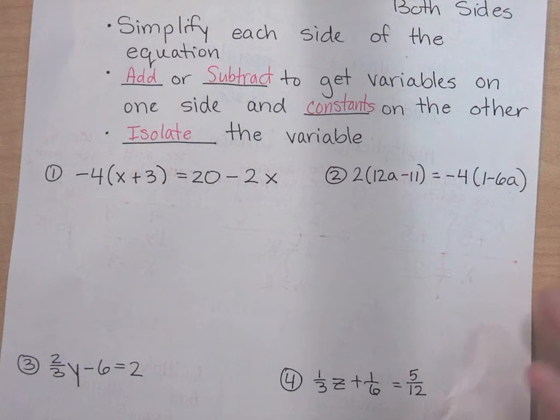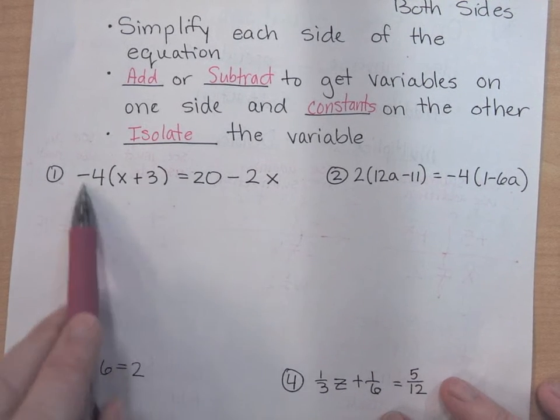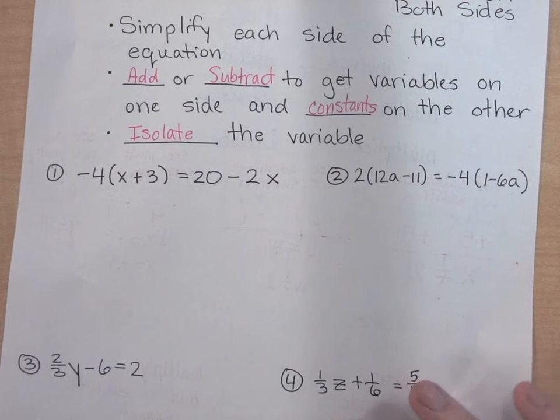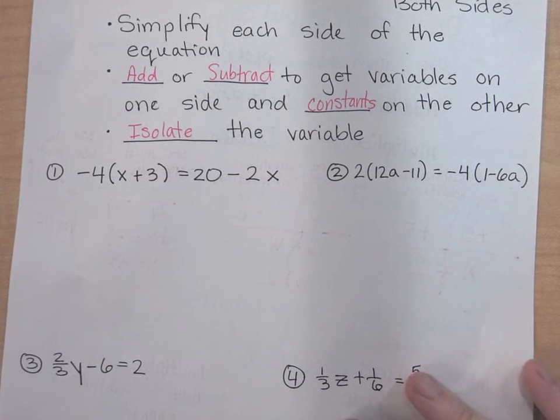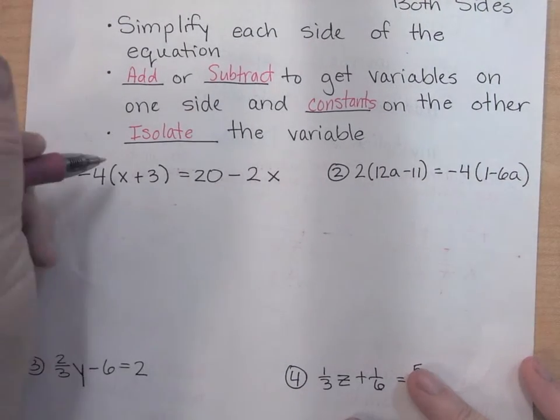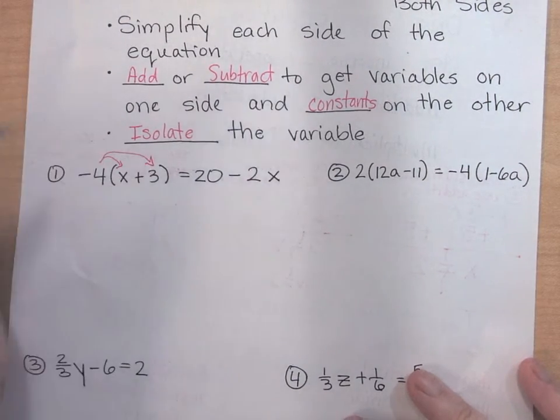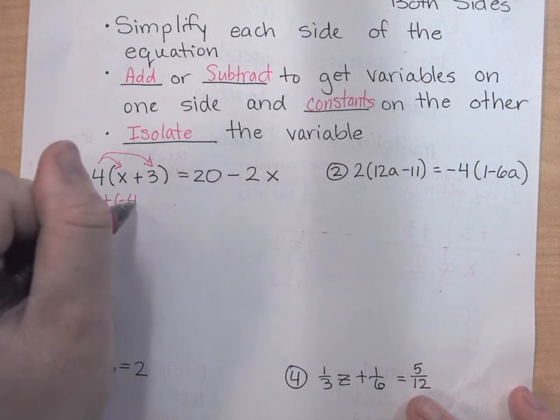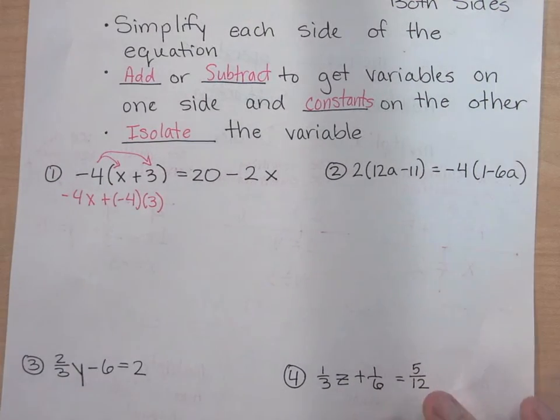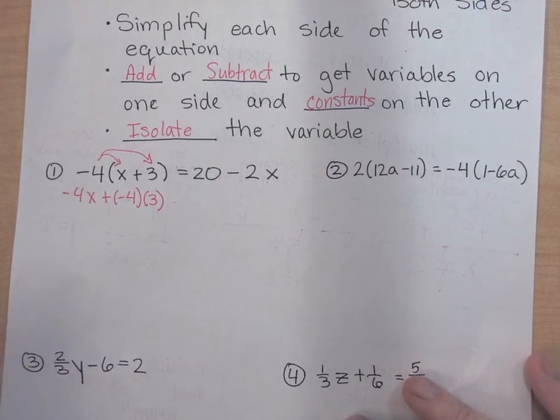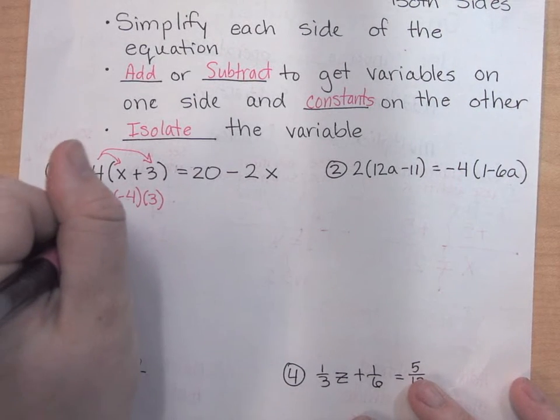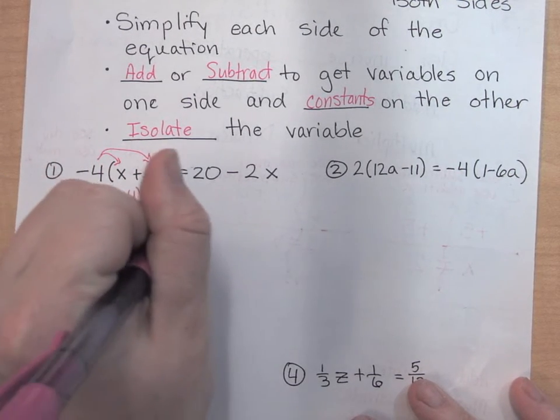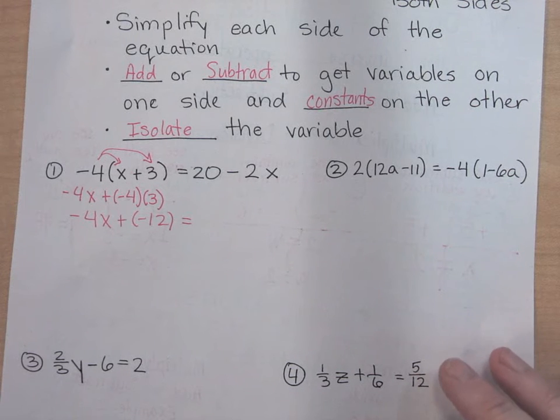quickly. So when we look at the first one, -4 times the quantity x plus 3 is equal to 20 minus 2x. So can I simplify this side? Can I get rid of my parentheses? Yes, and I'm going to get rid of the parentheses by using the distributive property. So I'm going to distribute the -4 to both. So I'll have -4 times x plus -4 times a positive 3. Okay. So -4x plus -12.